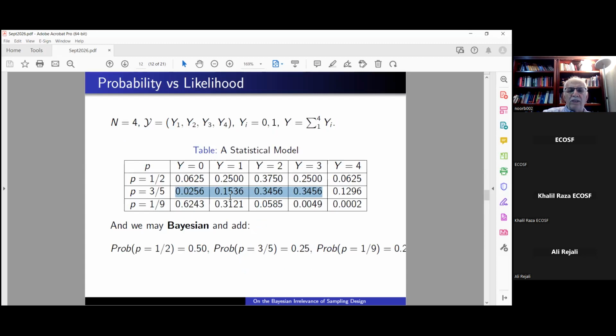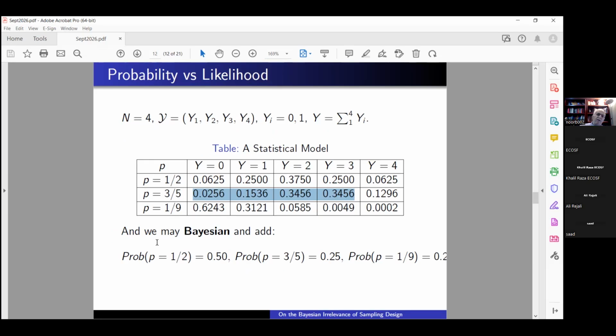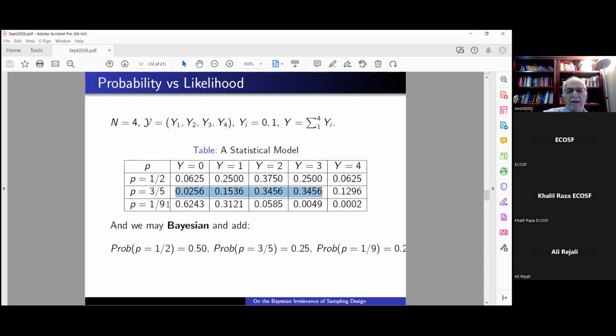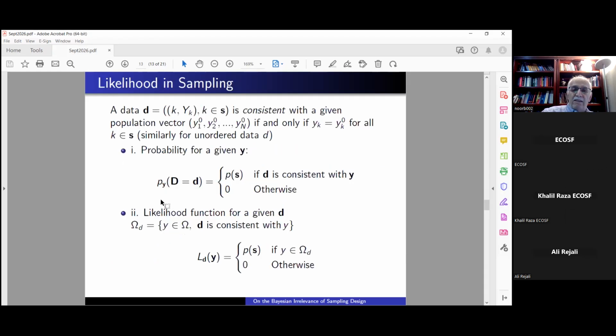Okay, and you know that the Bayesians, what they do, they put a weight over these values. Bring some knowledge to the second level of ignorance that was based on lack of knowledge about which model is the real model.